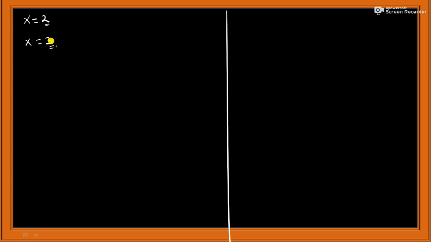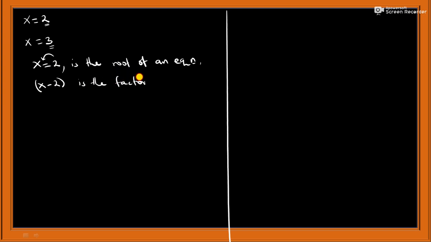How do we look for that equation? We start from here. We need to note that if x equals 2 is a root of any given equation, then x minus 2 becomes a factor. When you bring the 2 to this side, x minus 2 is a factor of that equation.